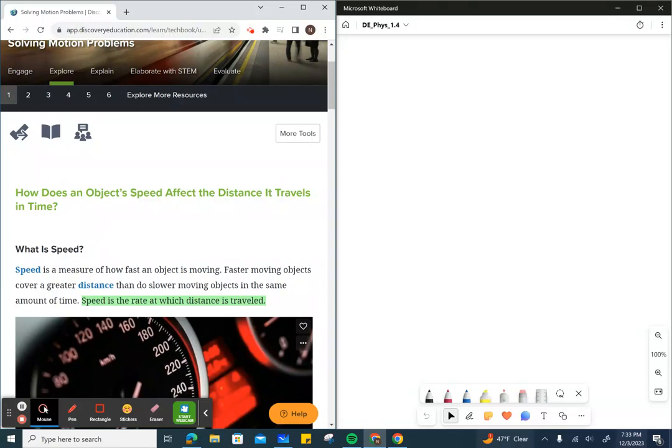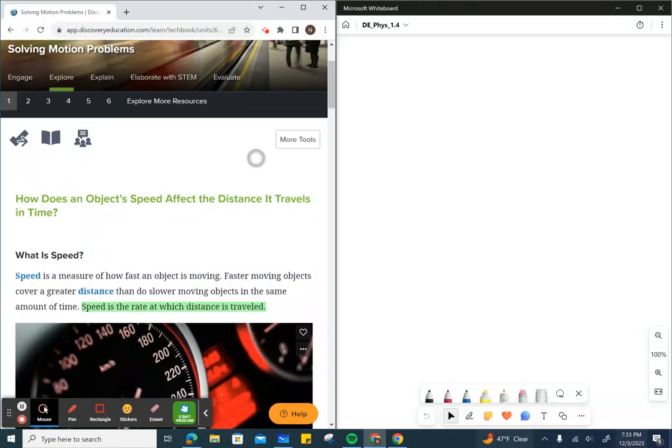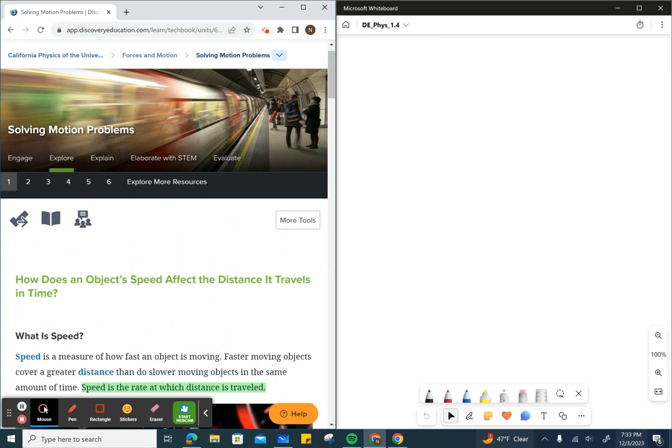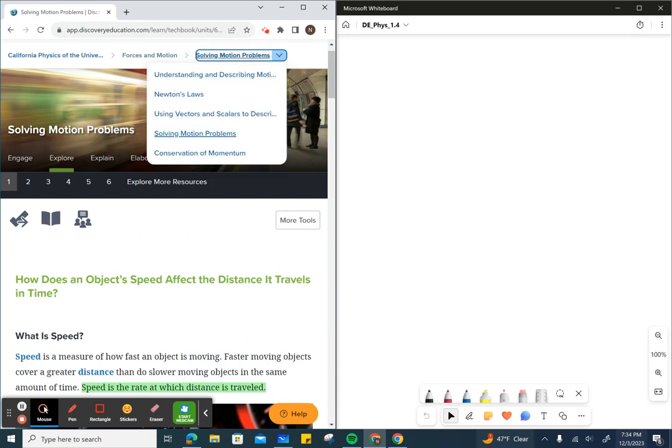All right, let's get going here. We're taking a look at the next chapter in our Forces in Motion unit. If you click down here, you can see that we've finished using vectors and scalars, and now we're moving to solving motion problems. Okay, so let's go ahead and draw our lines here.